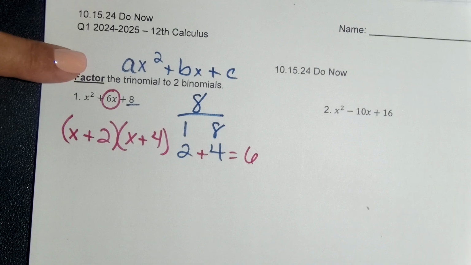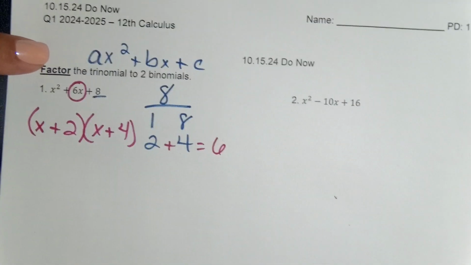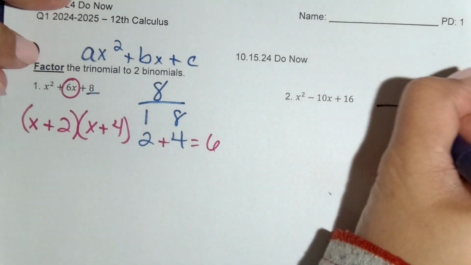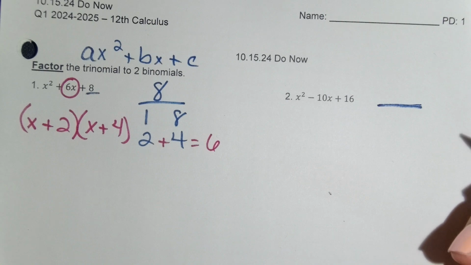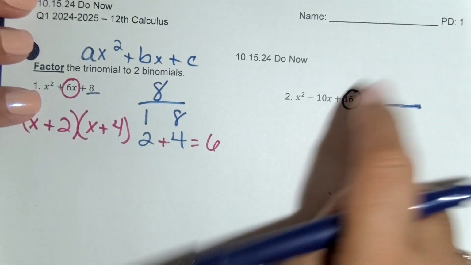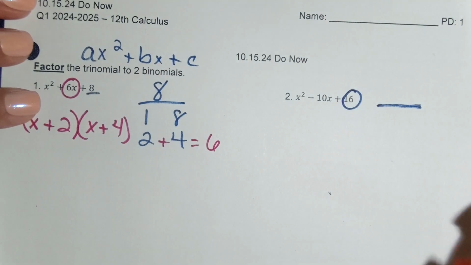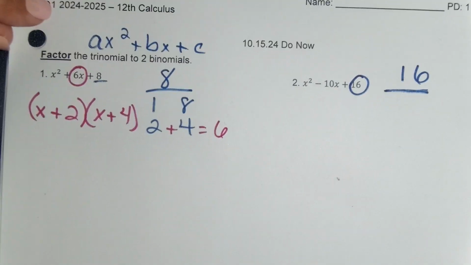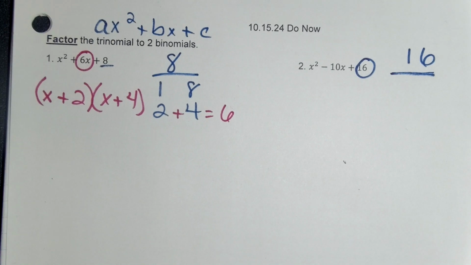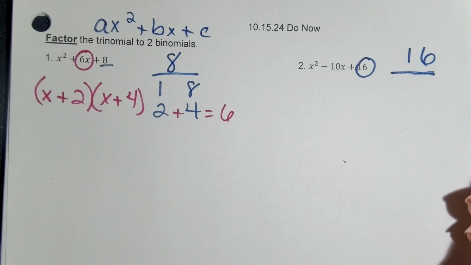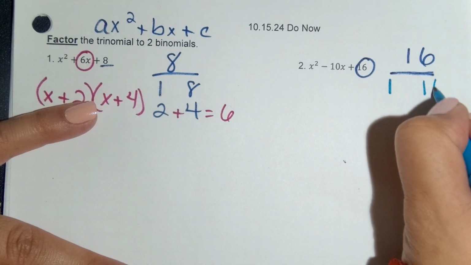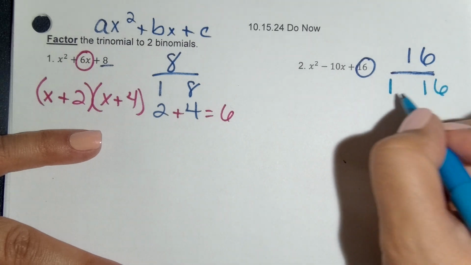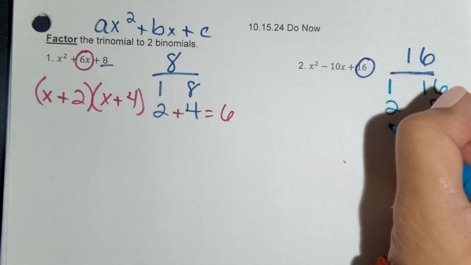All right. So what do we need factors of? We only need factors of one of those numbers. Nope, not 10. 16. Remember, we always need factors of the C, of the constant. Some of you know what this is already, but let's write down the factors. We need factors of 16. So 1 and 16, 2 and 8, 4 and 4.